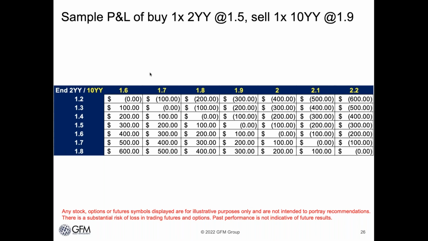Now, if you buy the 2-year and sell the 10-year, you're expecting those two numbers to get closer to each other. You're expecting the curve to flatten. So not surprisingly, in the lower left-hand side of this table where the curve is flatter, you will make money. On the upper right-hand side of the table where the curve is steeper, where you have, let's say, a 2-year of 1.2 and a 10-year of 2.2, you would have lost money.